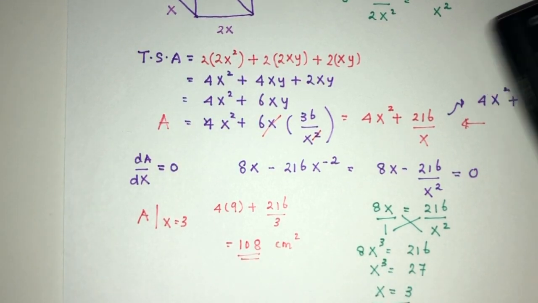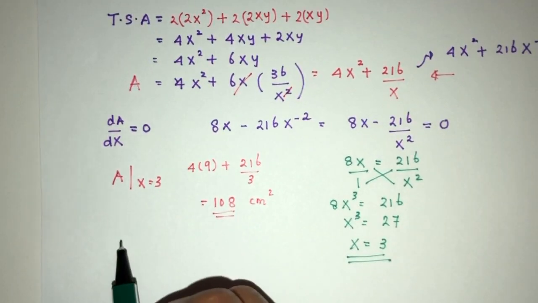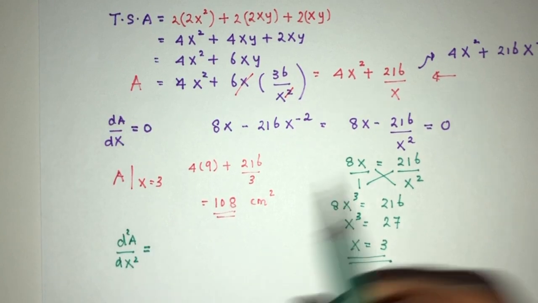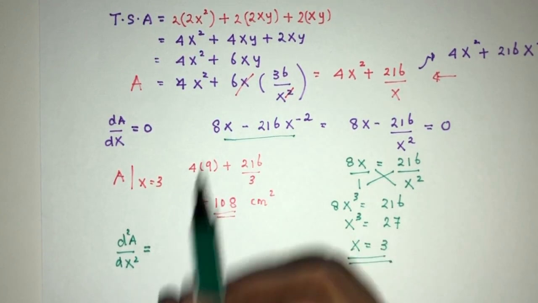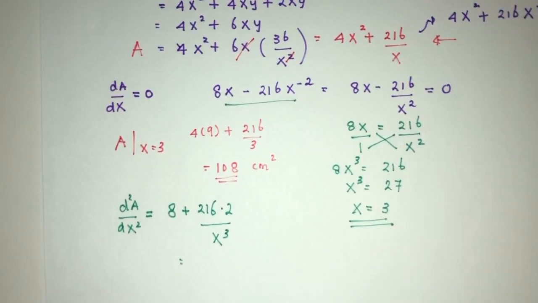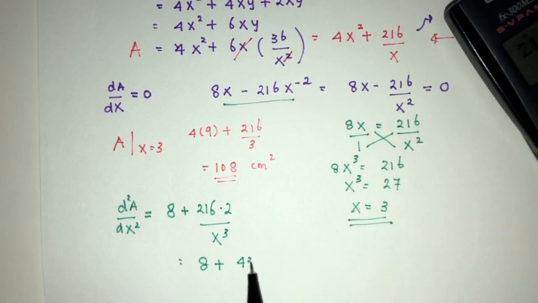Now again, we want to find the nature of this value, so we have to find d2A by dx2. So we have to use this one, right? You will have 8 here plus 216, so we have to times 2, and that will be x power 3. That will be what? So 8 plus 216 times 2, that will be 432 over x power 3.